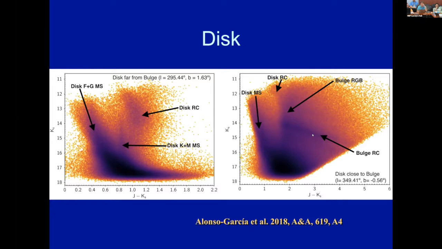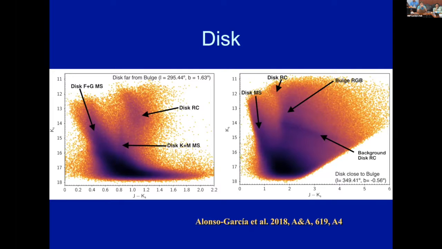But now I think that this overdensity is probably more due to the background disk red clump stars, as González and collaborators showed in a recent paper. Okay. So with this kind of CMDs, we have worked with different people from the VVV collaboration.